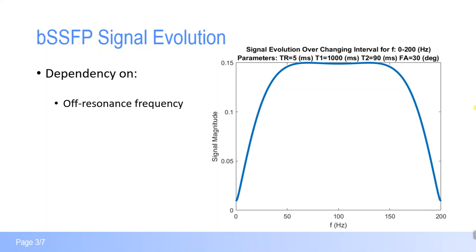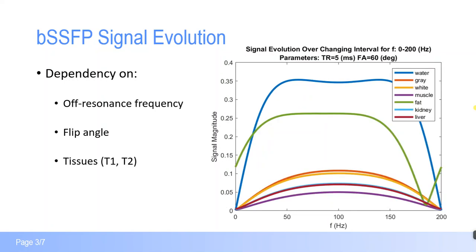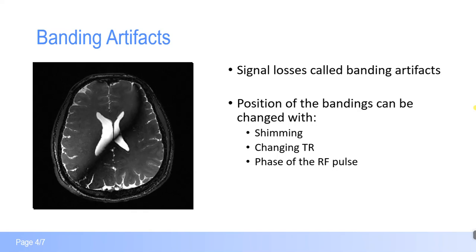If we change the flip angle, signal magnitude again changes as seen in the figure. Also, different tissues produce different magnitudes due to T1 and T2 values. If we look at an example image, we can observe the signal losses caused by off-resonance frequency. They are called banding artifacts. The position of these artifacts can be changed with shimming, changing the TR value or changing the phase of the RF pulse. In these images, the phase of the RF pulse is changed.